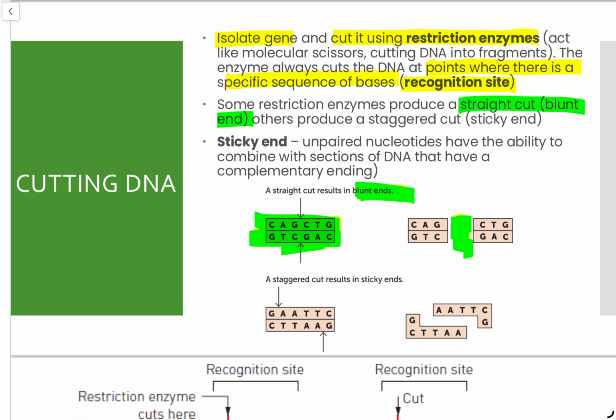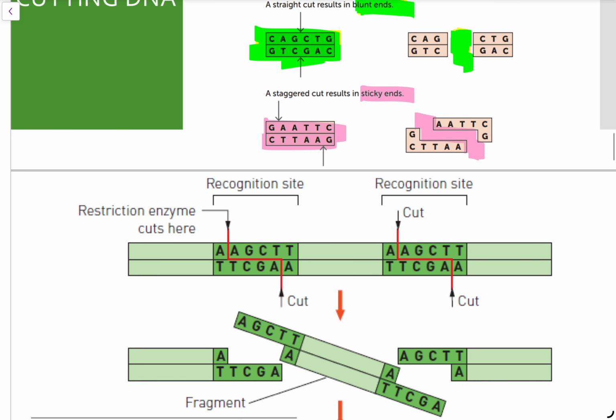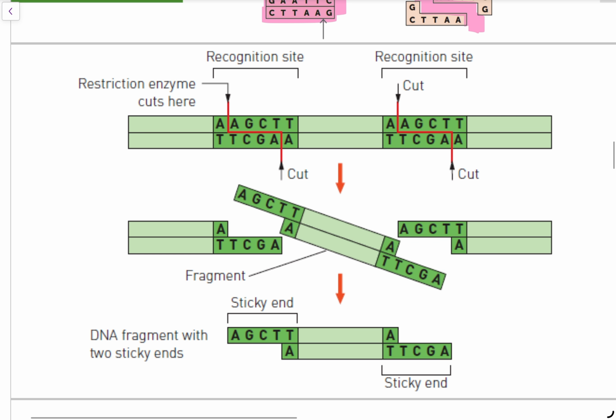And in pink, I'll use what we call a staggered cut in order to produce sticky ends. So we can see this cut in between our sequence here. Now, sticky ends allow us to really easily combine with other sections of DNA that have a complementary ending. Okay. So as we come down here, here's another representation.